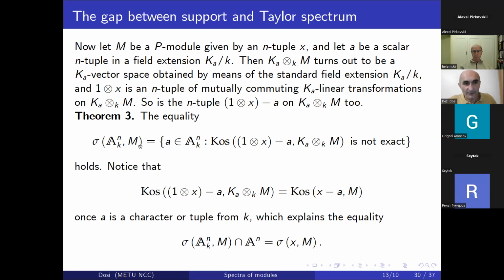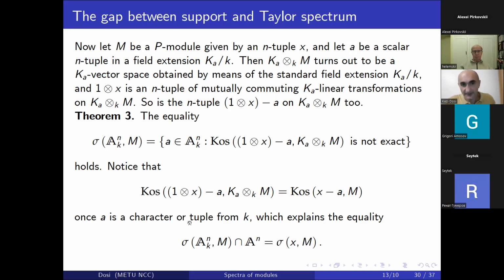Look, my spectrum is actually a set of those scalar tuples such that the Koszul complex is not exact. So the description is very similar to Taylor's spectrum. You see, it's the set of those A such that the Koszul complex 1 minus X, 1 tensor in X minus A, is not exact. Well, look, if A belongs to little k, then all this construction actually means Koszul X minus A, M, right? We are turning back to the original complex.